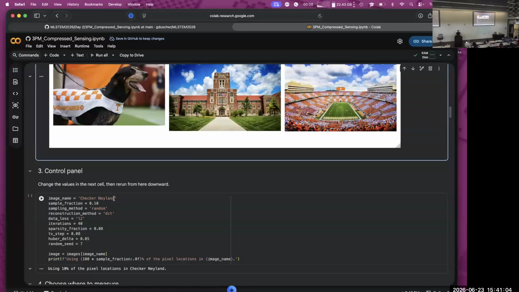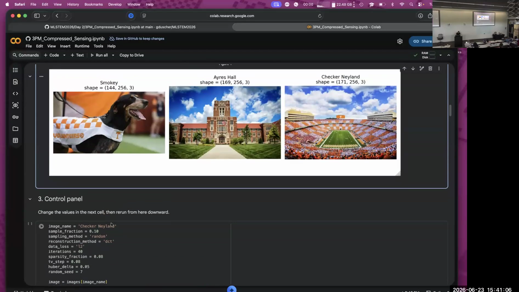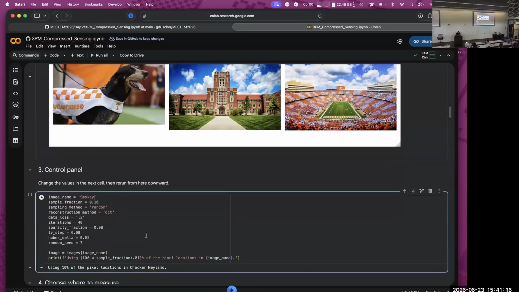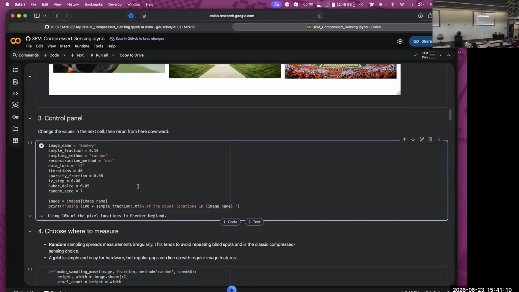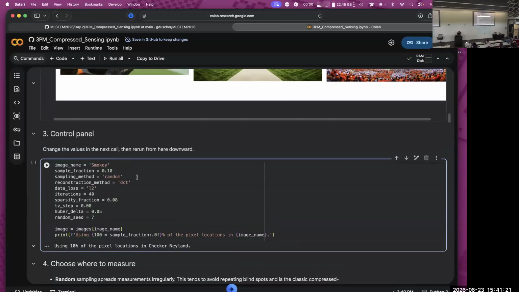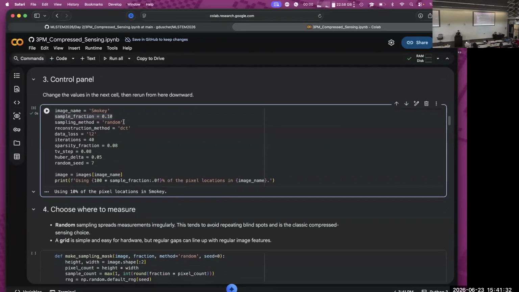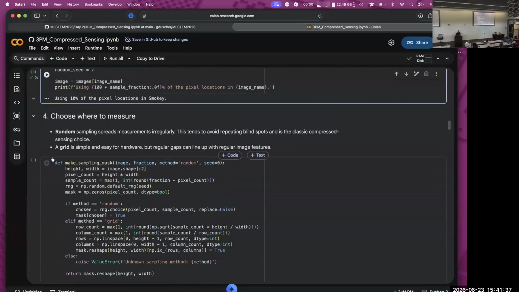At this point, you can pick any of these 3 images. Just enter the name here. I'm going to do Smokey. He has a lot less pixels, so he makes for a better example. And then there are some other parameters for some of the reconstruction algorithms and sampling. For instance, we're about to sample 10% of Smokey's pixels, and I'll go ahead and run this. So you can come back to the cell, change some of the parameters, and then rerun the notebook later. You can even upload your own images and run the notebook later.